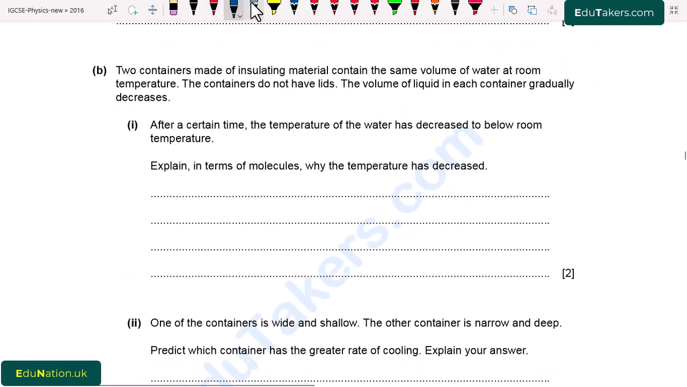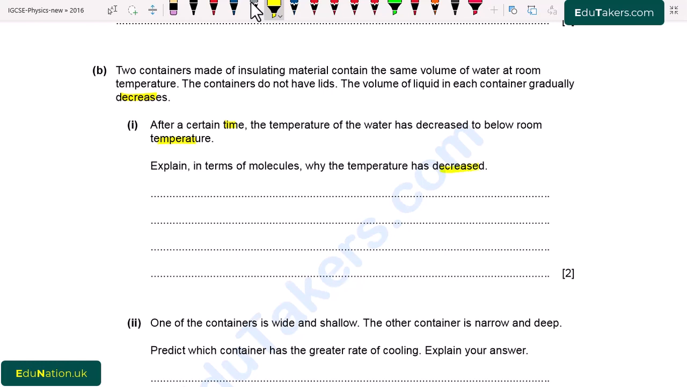Part B. Two containers made of insulating material contain the same volume of water at room temperature. The containers do not have lids. The volume of the liquid in each container gradually decreases. Part 1. After a certain time, the temperature of the water has decreased to below room temperature. Explain in terms of molecules why the temperature has decreased.